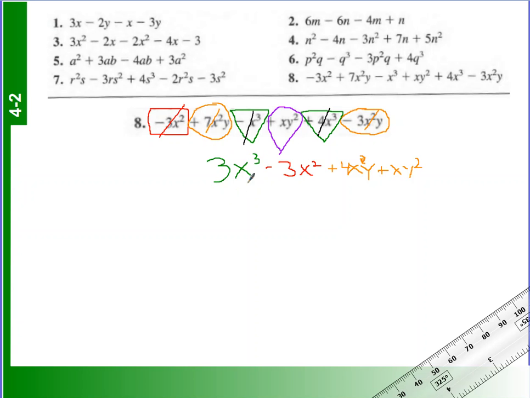So we have 3x to the third, then the next largest degree is x squared. I have another x squared, but it has a y, and then I have x to the first. So I have it in descending order of degree.